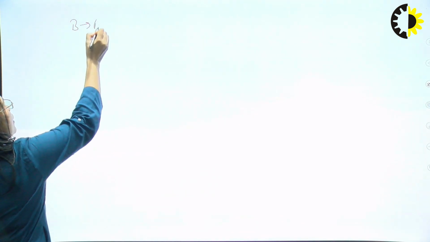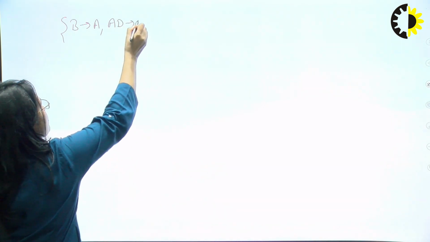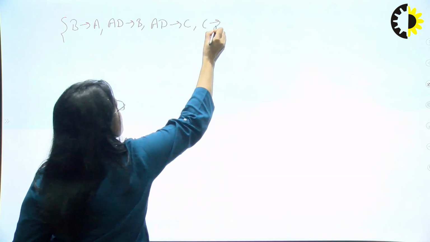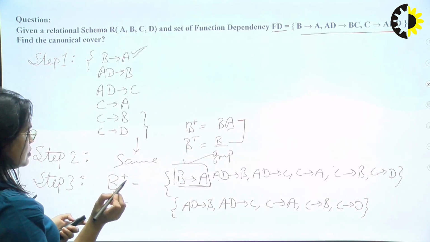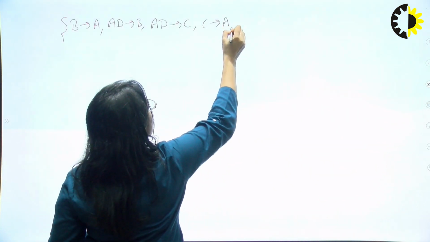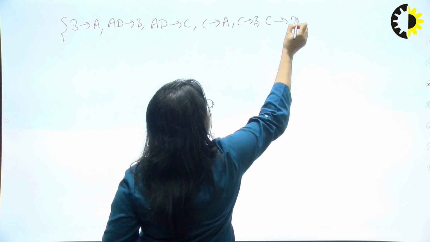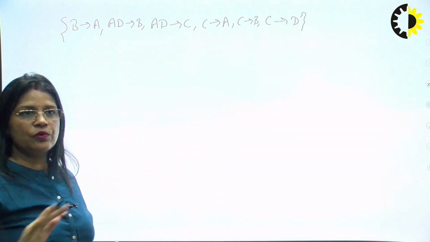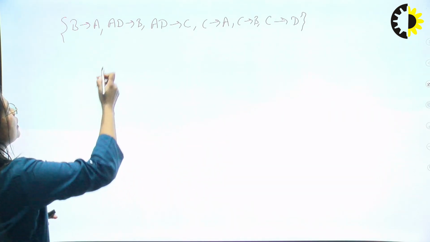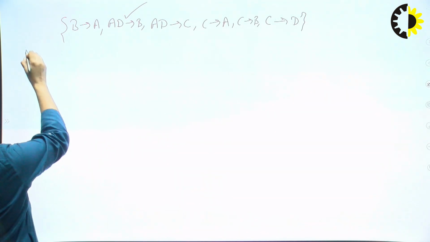New set. What have we found? We are not able to remove it, and AD tends to B, AD tends to C, C tends to A, B, D, C tends to B, C tends to D. So nothing has been removed till now. Now we will repeat step 3 for the next functional dependency. So we are on step 3 only.